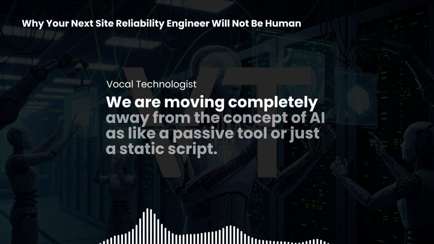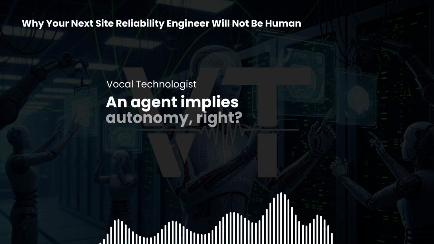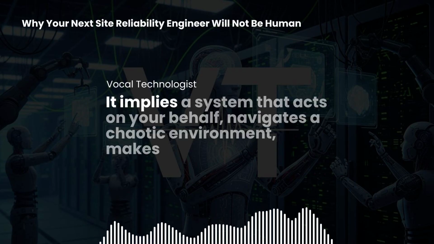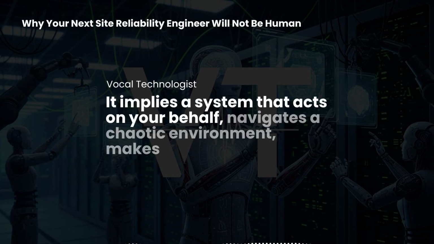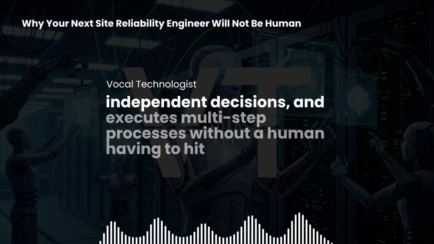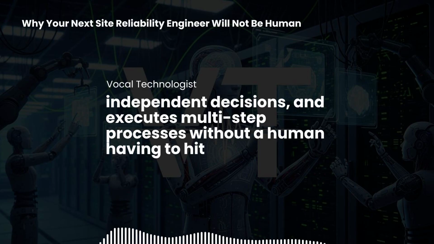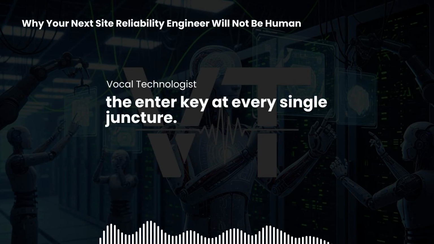We are moving completely away from the concept of AI as a passive tool or just a static script. An agent implies autonomy. Right. It implies a system that acts on your behalf, navigates a chaotic environment, makes independent decisions, and executes multi-step processes without a human having to hit the enter key at every single juncture.